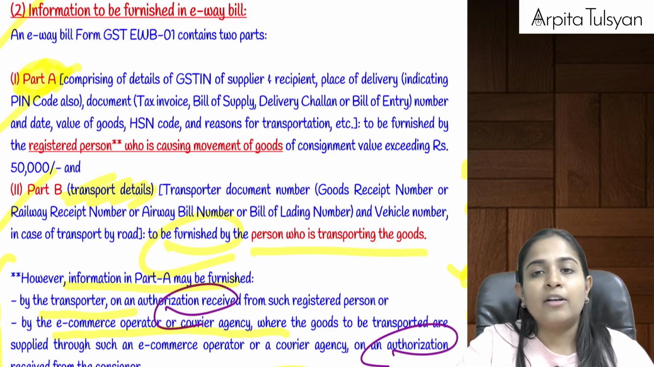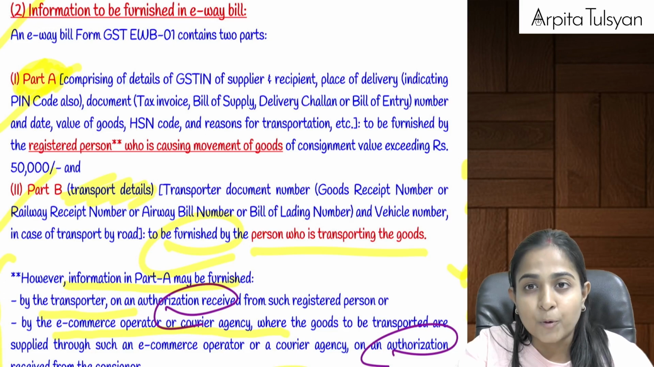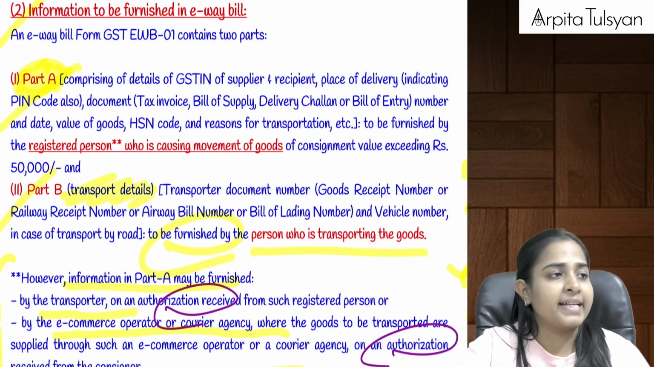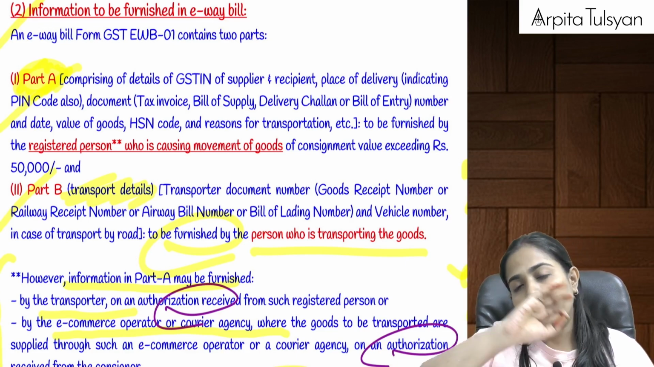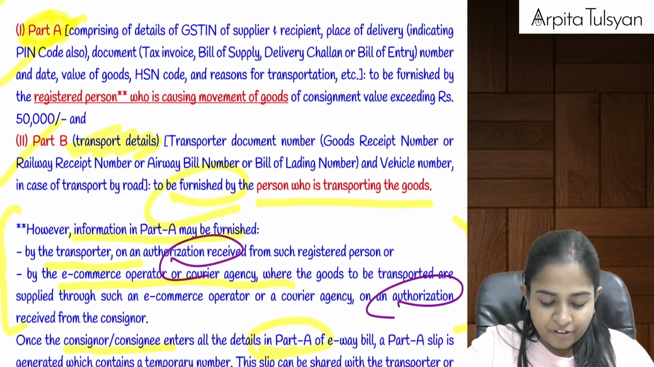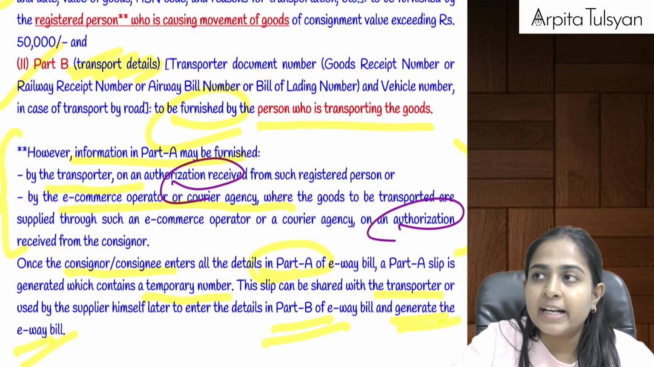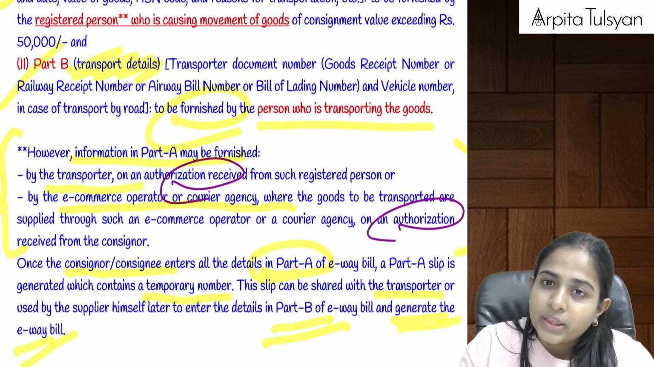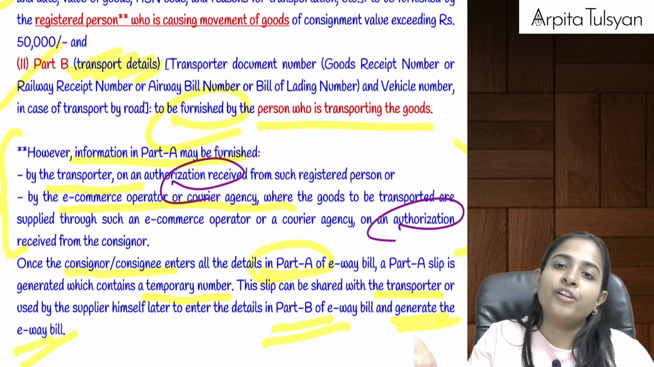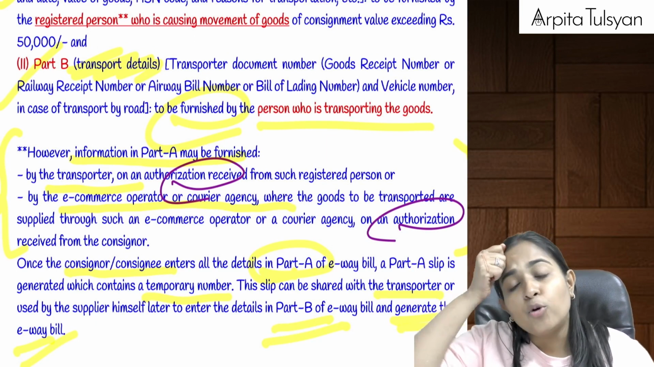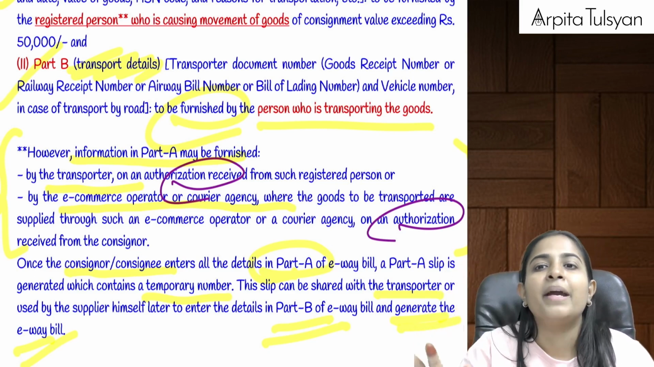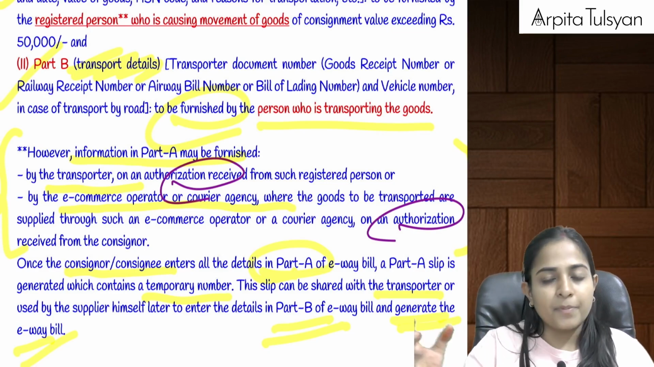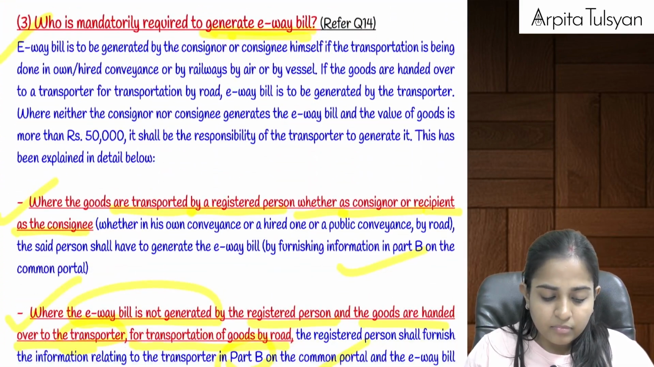And after that, the transporter detail, that is who is transporting the goods, the GR number, goods receipt number, railway receipt number, airway bill number, etc. All these things will be written in part B. That has to be filled by the transporter. But yes, definitely part B has to be mandatorily filled by the transporter. We can even authorize the transporter to fill the part A. We can tell him you do everything, you make part A, you make part B. This authorization can be given by a registered person to the transporter. Are you clear with this?